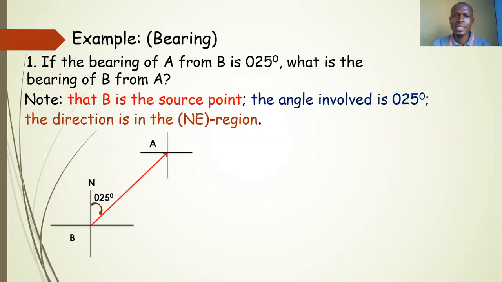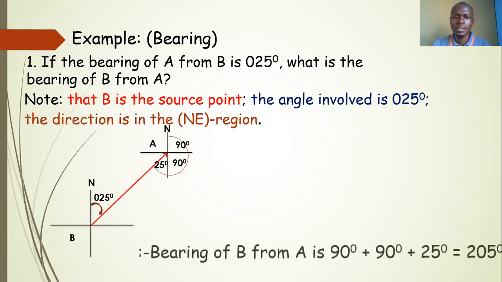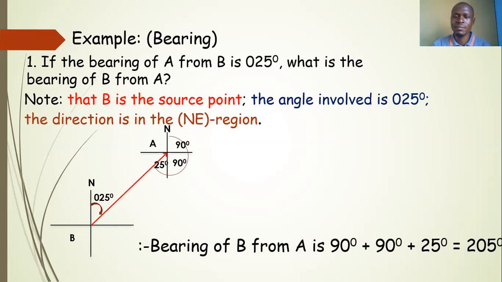So from point A, you draw your north pole, and then you have to locate that 25, which is alternate angles. So from the north pole of A, you have 90, you have 90 and 25. So adding the three together, you have 205 degrees, which is the bearing of B from A. Let's see another one.